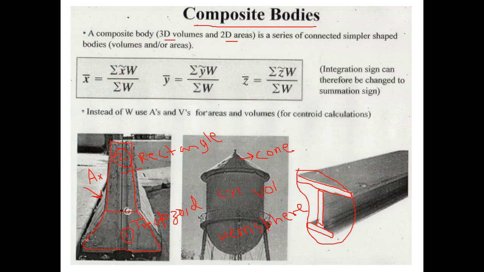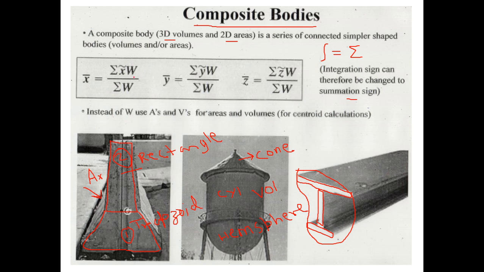So you can just replace the integration sign with a summation sign. Integration actually means summation. So the integration sign can be changed to a summation sign, right? And your formulation becomes x bar equals summation of x tilde w divided by summation of w. Similarly, y bar equals summation of y tilde into w divided by summation of w. Then z bar equals summation of z tilde w divided by summation of w.